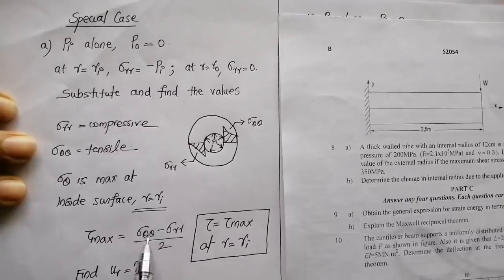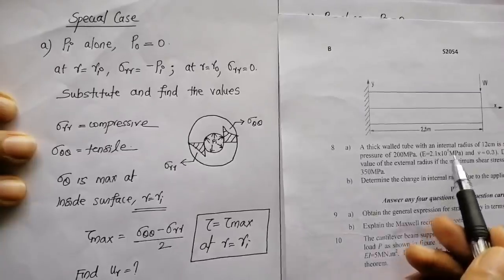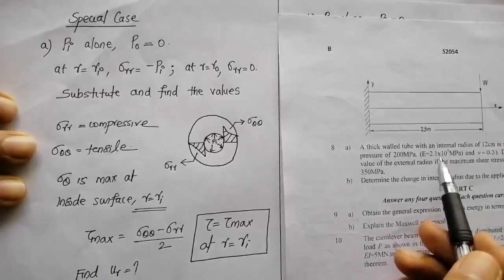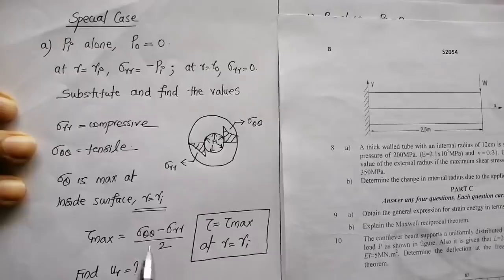We have the equations for sigma theta theta and sigma RR. If you subtract those two equations, now this is a case of Pi acting alone and Po equal to 0. So you can substitute Po equal to 0 and subtract sigma theta theta minus sigma RR divided by 2. That equation may contain a term R in addition to Ri and Rho. Ri is given, Rho is to be found out. Now there will be an ambiguity about what to substitute for small r. So you have to understand that tau is equal to tau max at R equal to Ri.